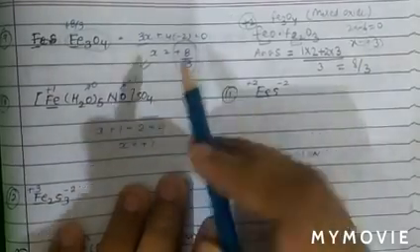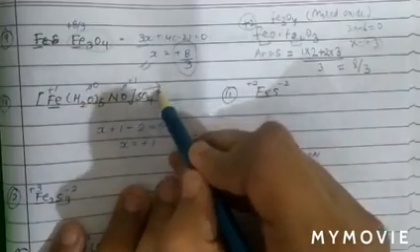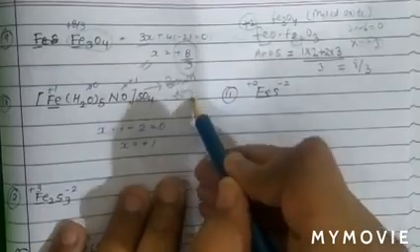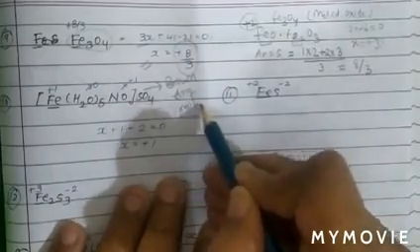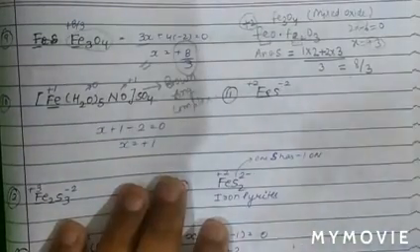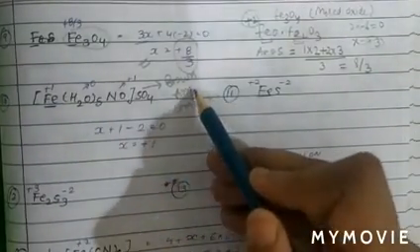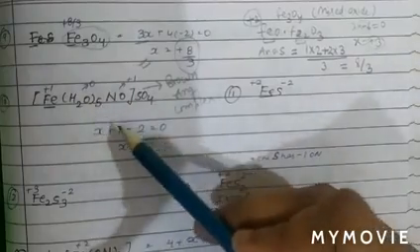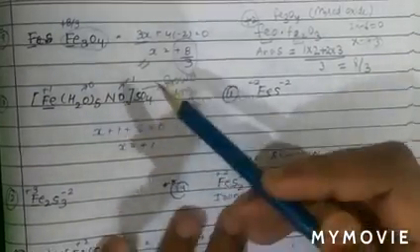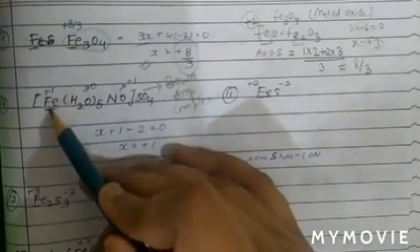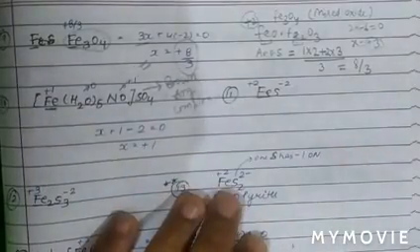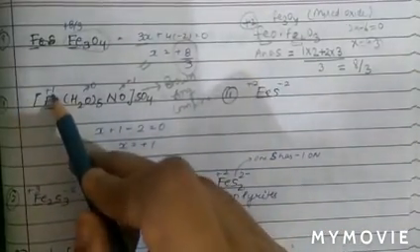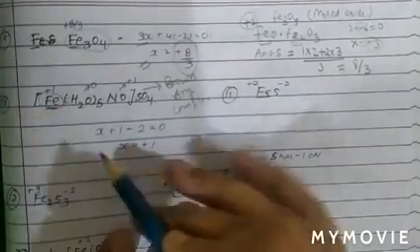See the next example. The next example is this compound, Fe(H2O)5NO SO4. This complex is called the brown ring complex. The brown ring formation in a test tube is due to the formation of this compound. And we have to find the oxidation state of iron in this compound.